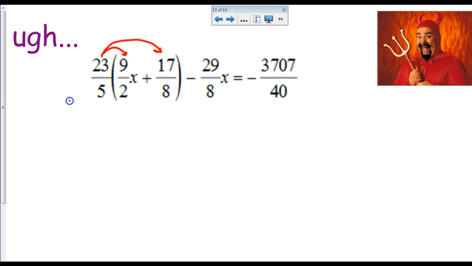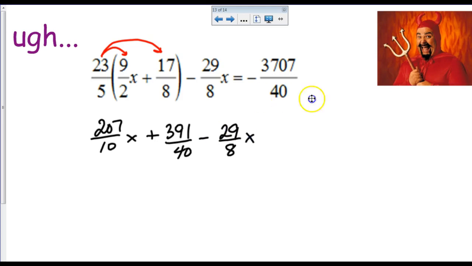23 times, oh my goodness. Okay, so that's 207 over 10 x for this first one. And then this is 391 over 40. Did not do that in my brain. I most definitely used a calculator, so I expect you to do that as well. These last few terms haven't changed yet because we have not distributed anything to them yet.